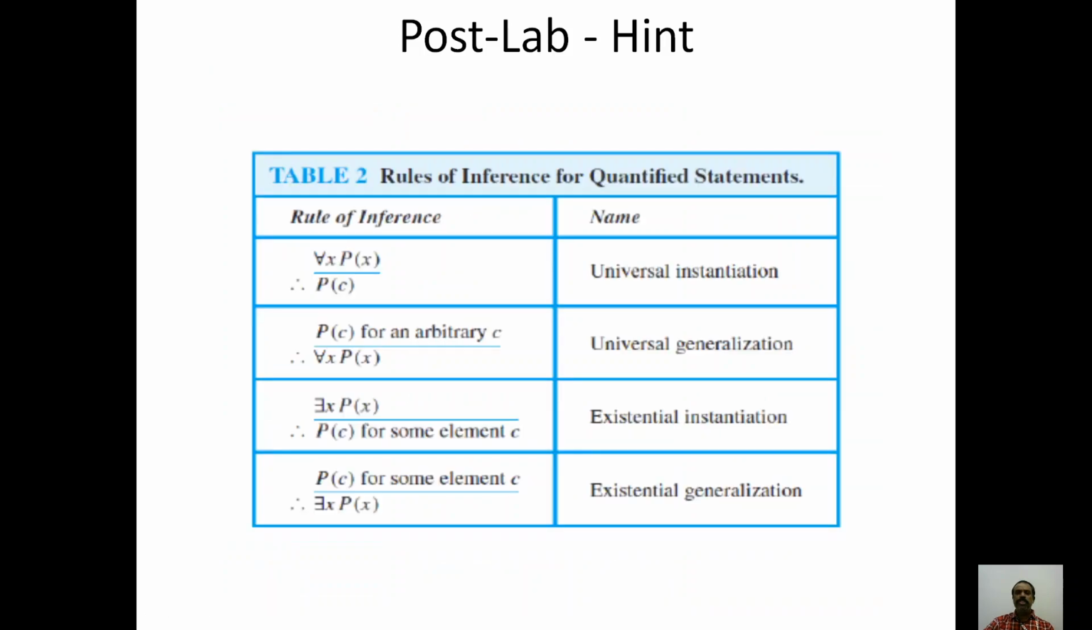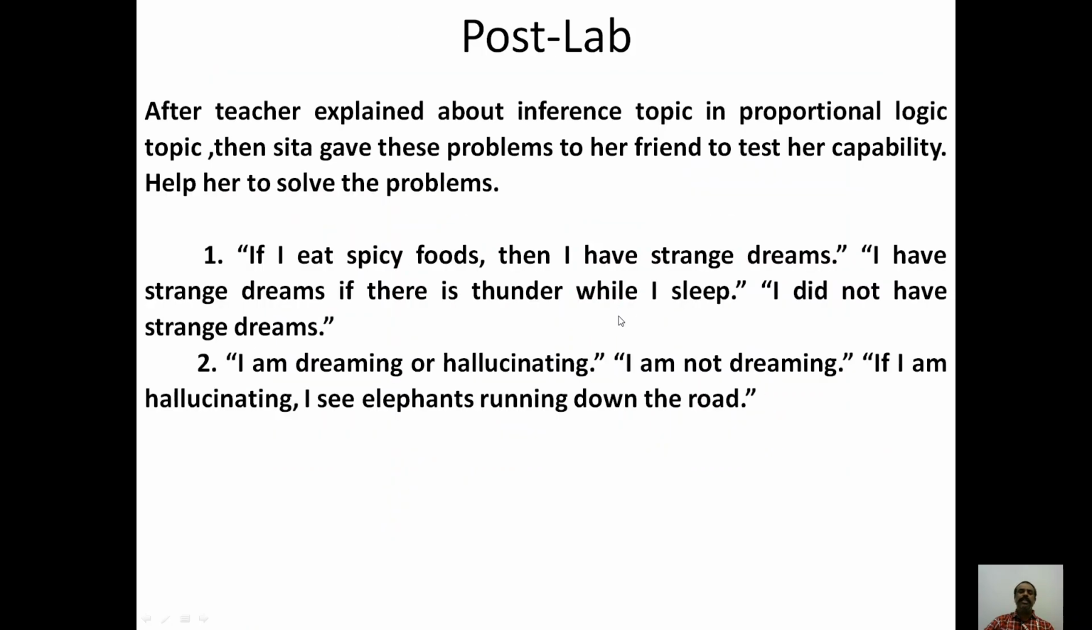Similarly, you can also use this second table, rules of inference for quantified statements. See, for all X that can be used. So universal instantiation, similarly universal generalization, existential instantiation, existential generalization. So using these hints, you should be writing the solution for these two problems as part of the post lab.